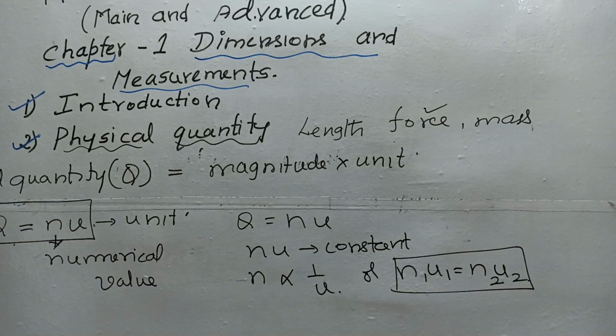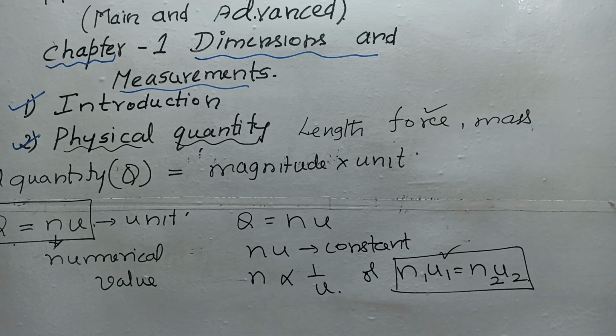The magnitude of a physical quantity and units are inversely proportional to each other. That means that larger the unit, smaller will be the magnitude. So larger the unit, smaller will be the magnitude. So these are nothing but the physical quantity relation. You should remember the product of N and U remains constant as N and U vary individually. That is inverse relation. As N increases, U decreases.